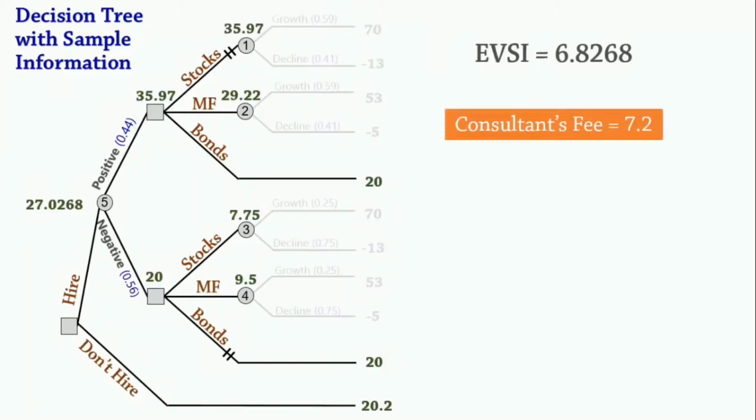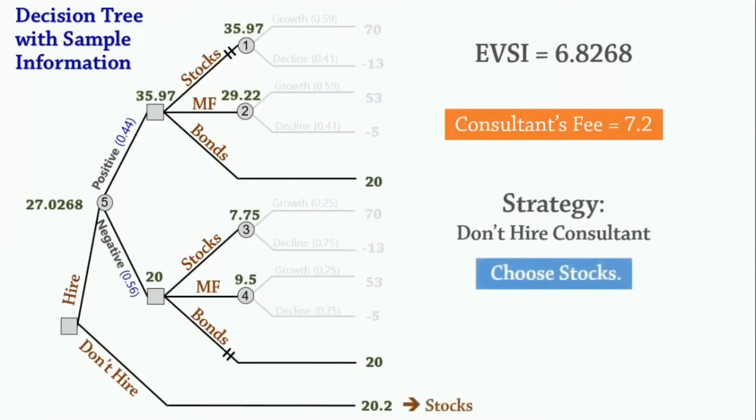Suppose the cost to hire the consultant is 7.2, which is higher than EVSI. That is, the fee is higher than the value added by the consultant. And so, the decision strategy will be not to hire the consultant. As a result, we will stick to our initial decision and invest in stocks.